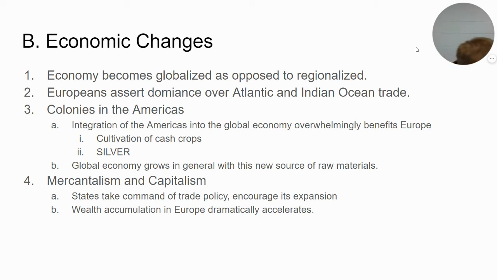Mercantilism as an economic system that really focuses on trade is a new development.